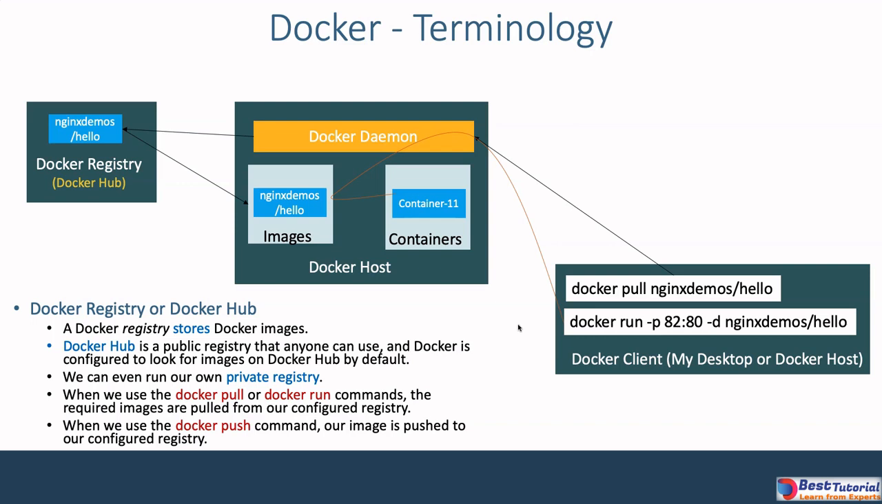Flow one is what we have seen here: pull our container image and run it as a container, right? The second flow is to build an image, run it as a container locally, test it, and finally push it to Docker Hub. We are going to see all those things in a step-by-step manner.